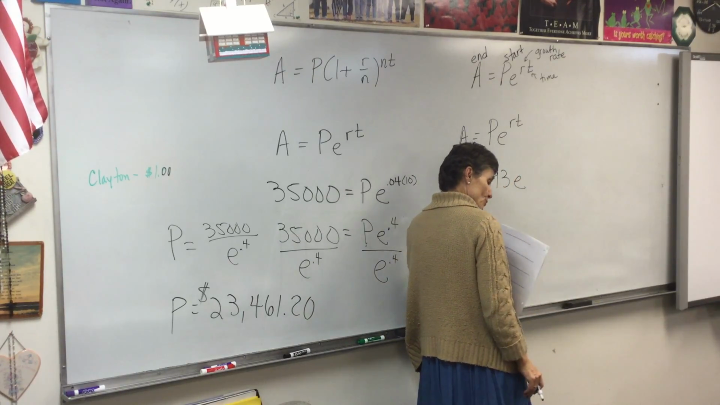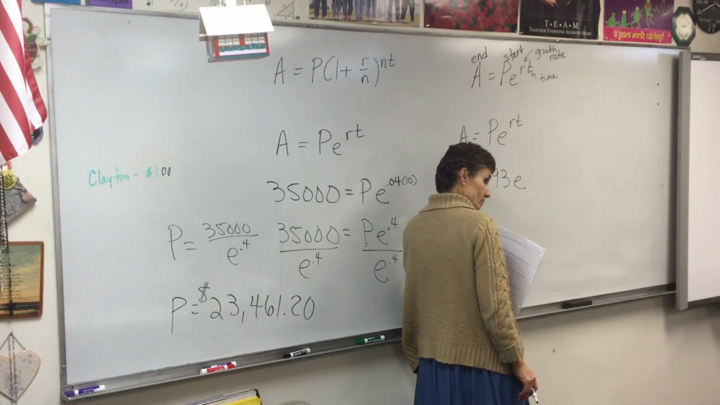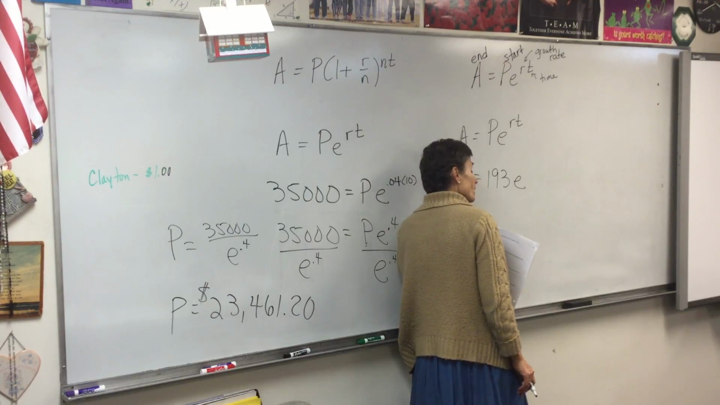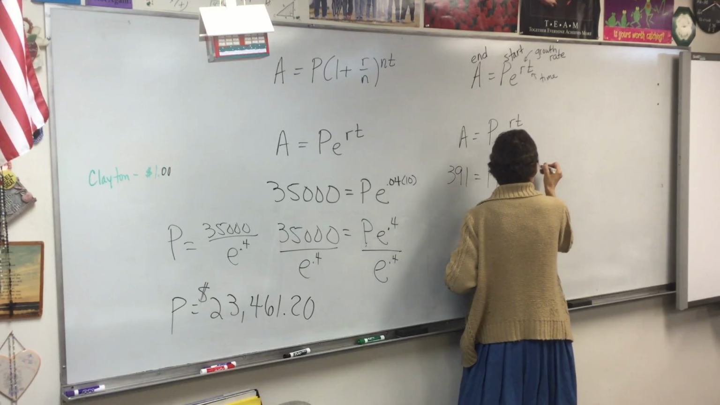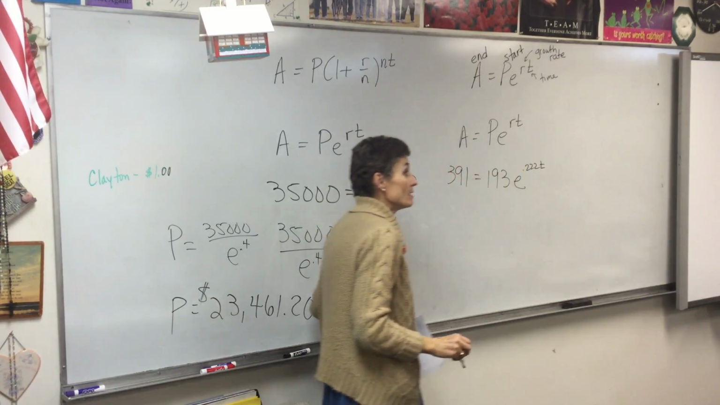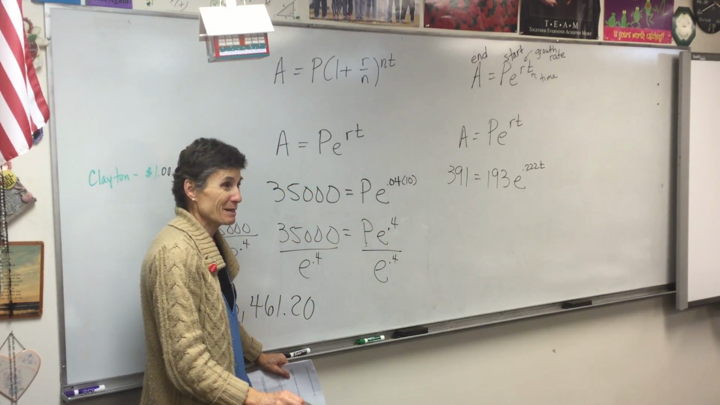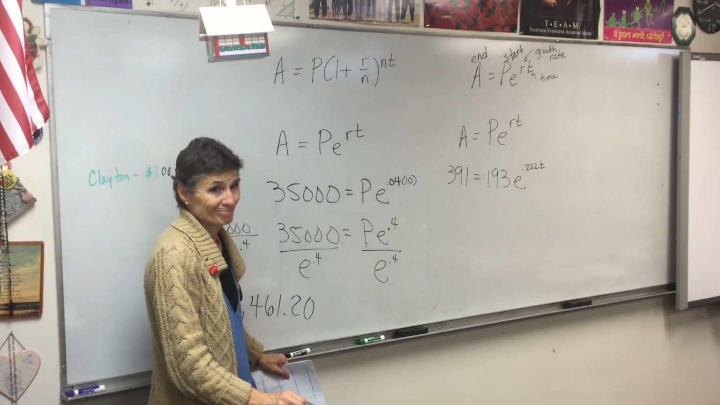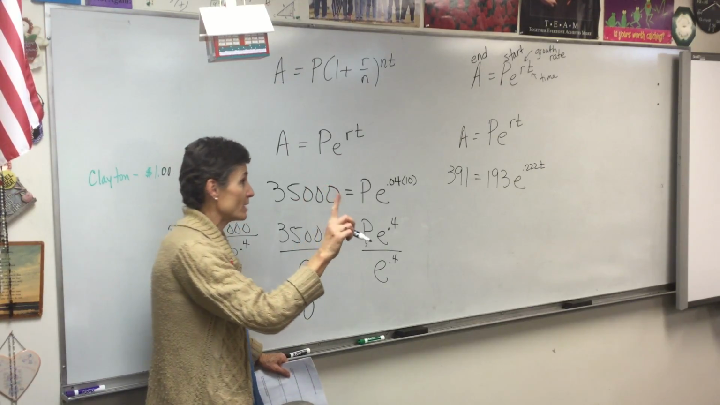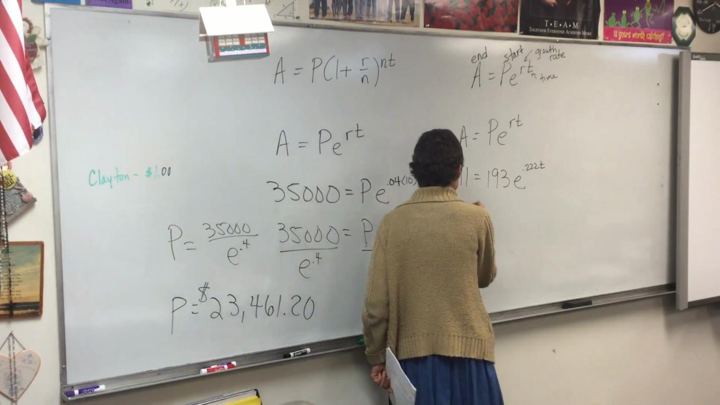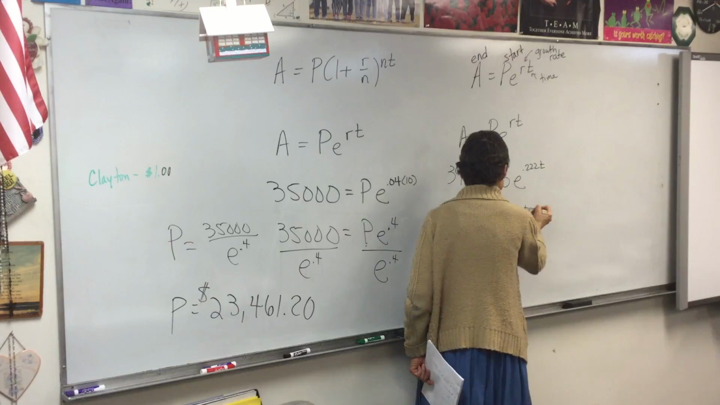And what do I do with the 0.222? Well, where does it go? Does it go in for R or T? It goes in for R, 0.222, and T is my variable. Now, what does it tell me about my strategy if T is my variable? I'm going to use logarithms, right? But not yet. What do I do first? Divide. So 391 over 193, and I don't know what that is, and I'm not worried about it. I have a calculator.